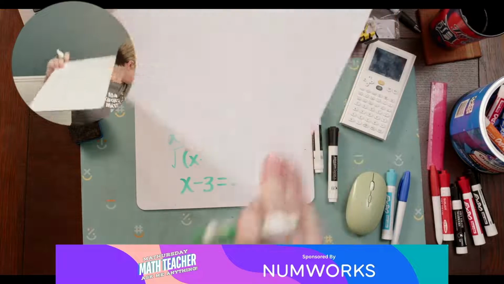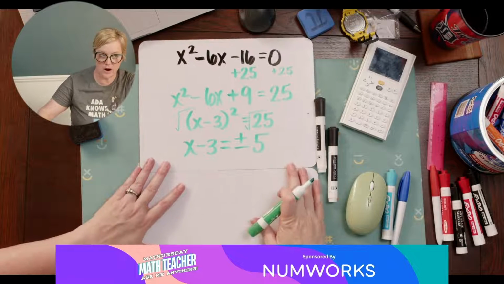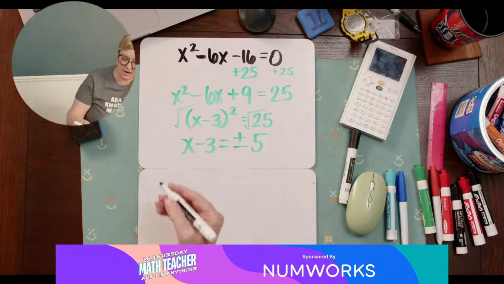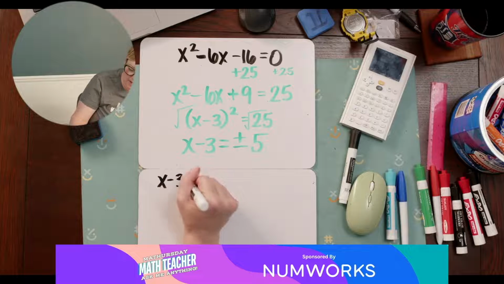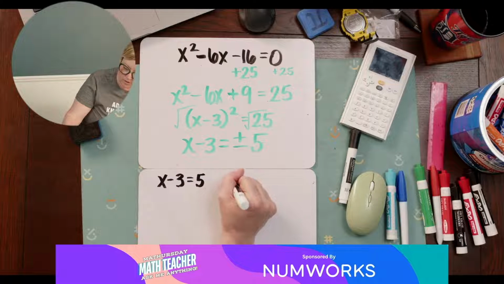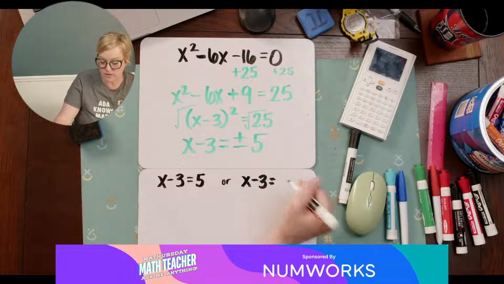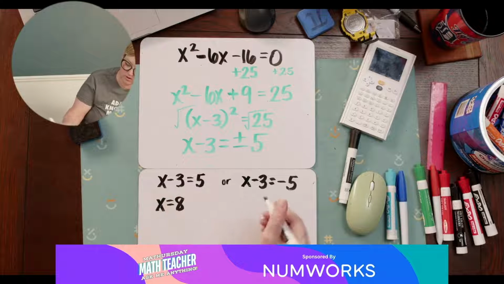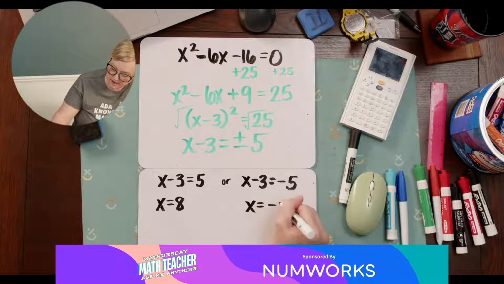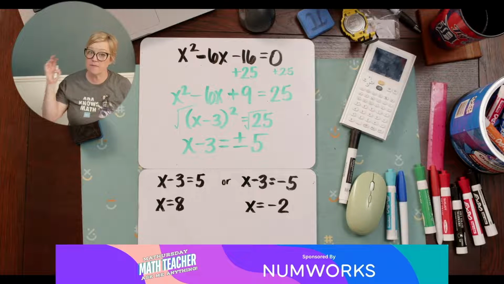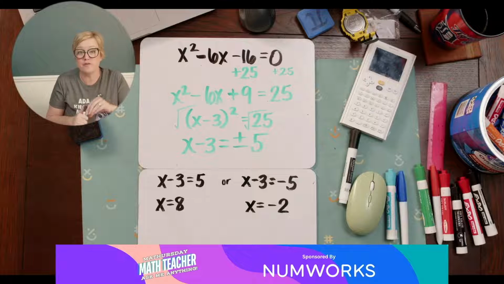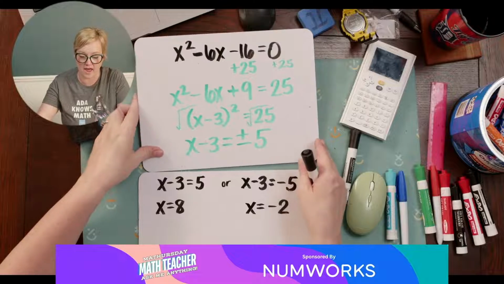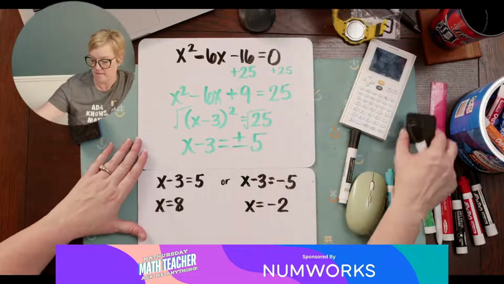And now that I've got this, this is where I would kind of split it, right? I know that either x minus 3 equals positive 5, or x minus 3 actually equals negative 5. So I add 3, I have x equals 8, or x equals negative 2. Now that's the same thing that I got from factoring, right? So these are just different ways of doing this. The slip and slide method is pretty good. The slip and slide method is a good way of working these out also, okay?